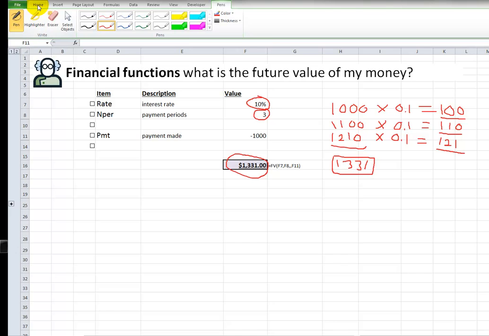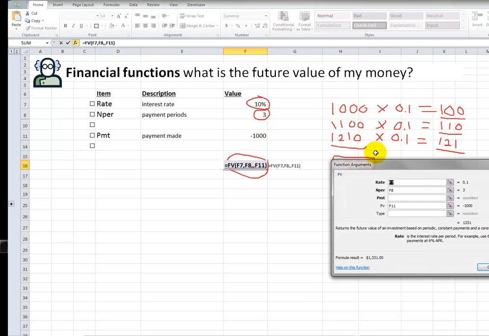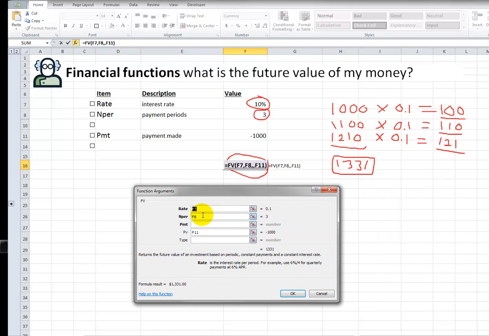Let me just turn this off for a minute, and I'll go in here and you can see FV for future value. You see a bunch of references to cells. Maybe it doesn't make a whole lot of sense. Here you see the screen tip, the rate. Let me just actually press FX. Click that. Bring this over here. The rate is in cell F7 right there, the 10%. The Nper, that is the interest rate per period. So that is our F8 value.